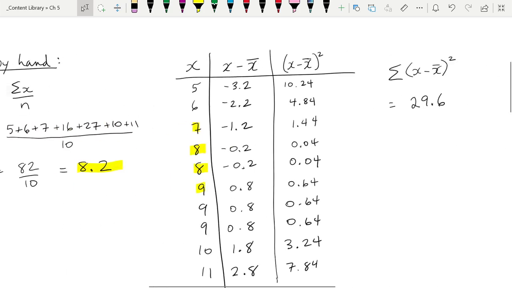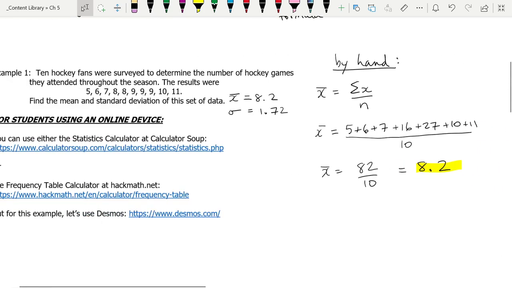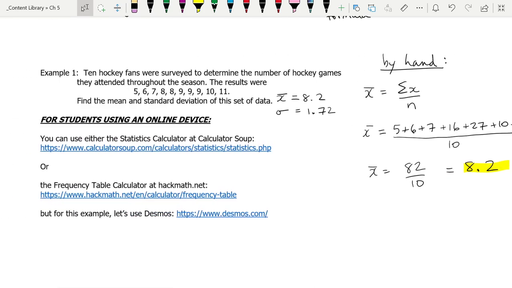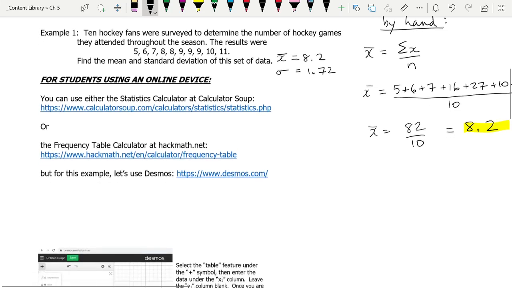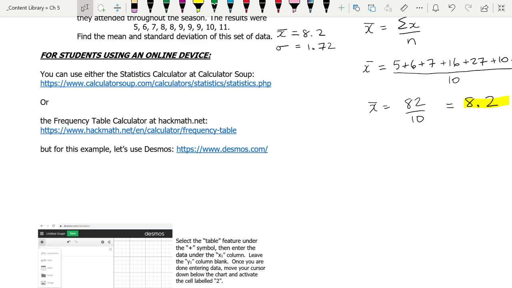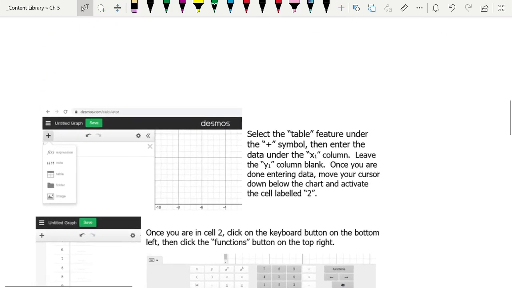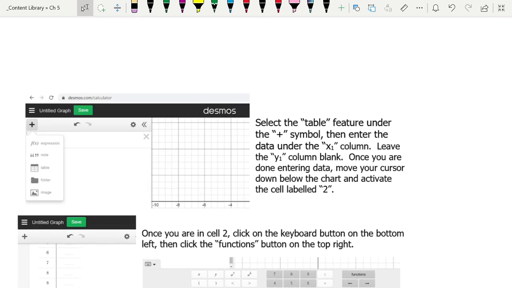All right. So of course, we've used 4 different online things. There was the calculator soup calculator, and there was the frequency table calculator. Even though this isn't really a frequency table coming up, we could still use that frequency table calculator. You just don't enter any frequencies and it'll do the same thing. It'll calculate standard deviation for us. But I think let's use DESMOS for the next one. So here are the instructions for how to use DESMOS. We'll use it on the next example. We won't waste our time with that first one.